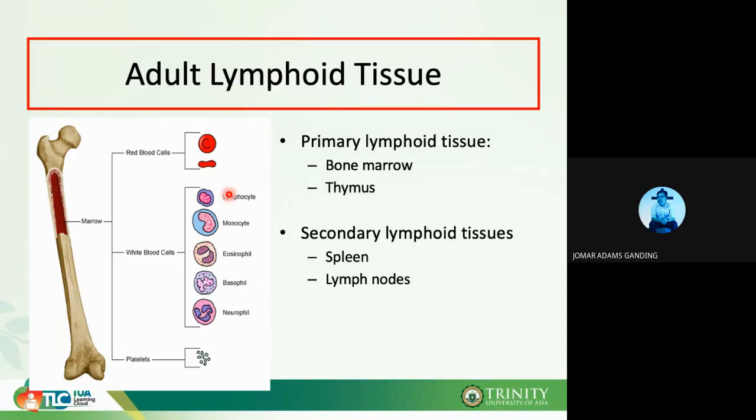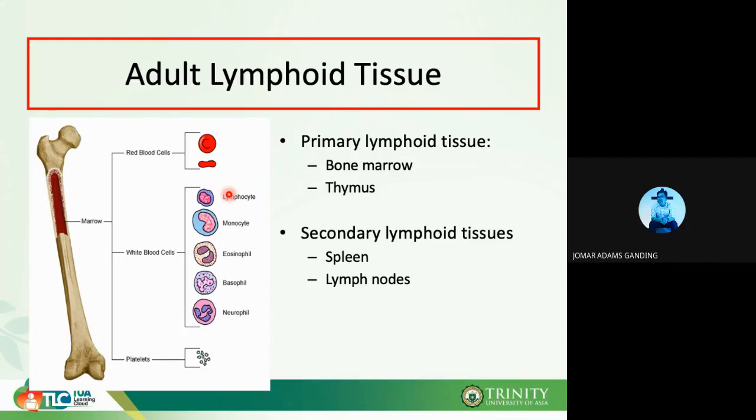We also have here the antigen-independent lymphopoiesis. When I say antigen-independent, it means regardless of whether there is a presence of bacteria, virus, parasite, or any invading antigen, the lymphopoiesis, the production of your lymphocytes, occurs in your bone marrow and your thymus. Are we clear?